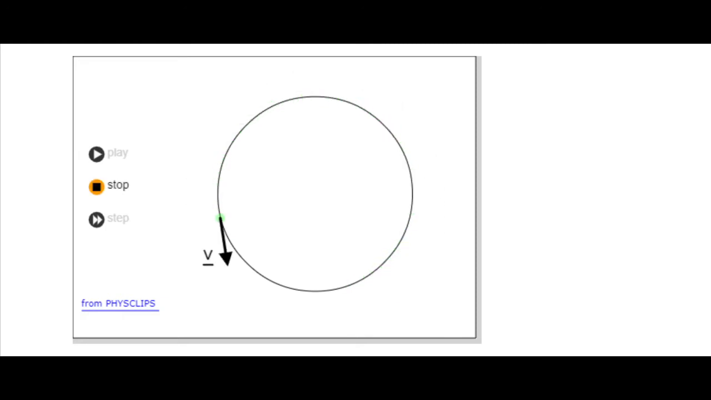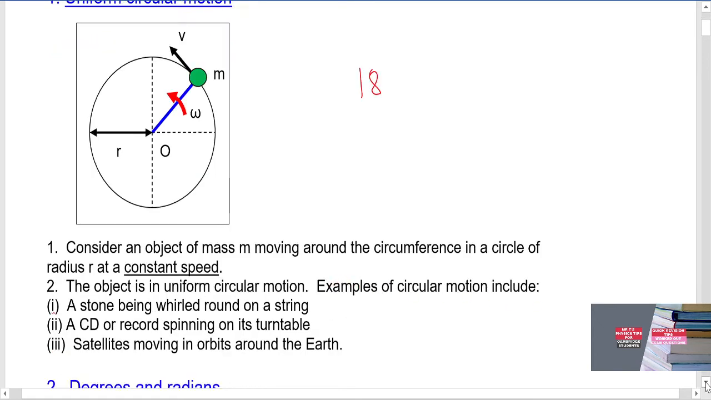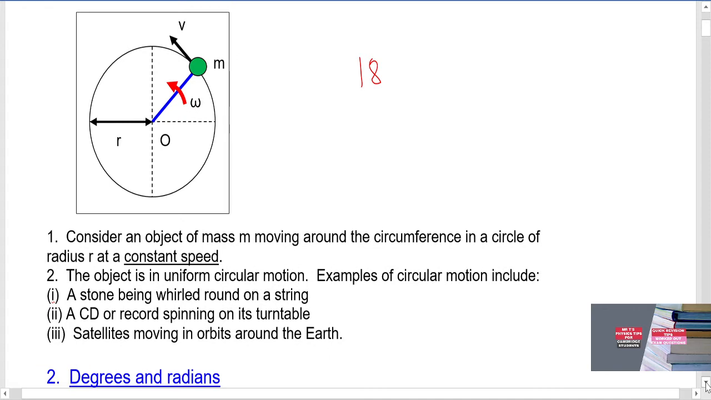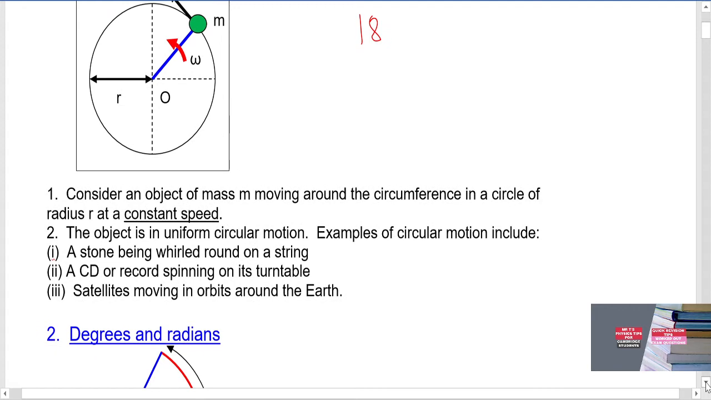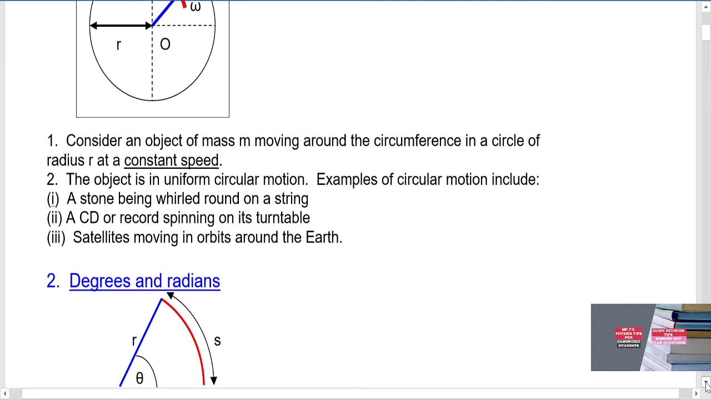Now, you have been taught in lower forms that the acceleration is always directed towards the center of the circle, as well as the resultant force, which is the centripetal force. So we are going to be looking at that in the next video. Now, as I said, the speed is constant, but the direction is constantly changing. So there is a velocity as well as an acceleration. Examples of circular motion include a stone being whirled round on a string, a record spinning on its turntable, and satellites moving in orbits around the Earth.